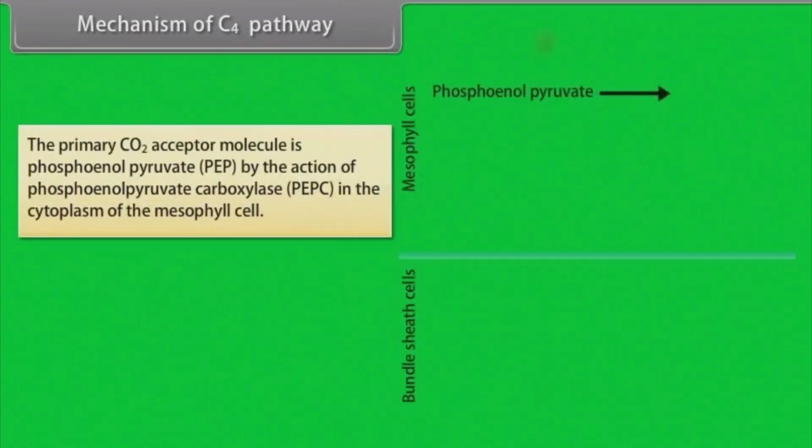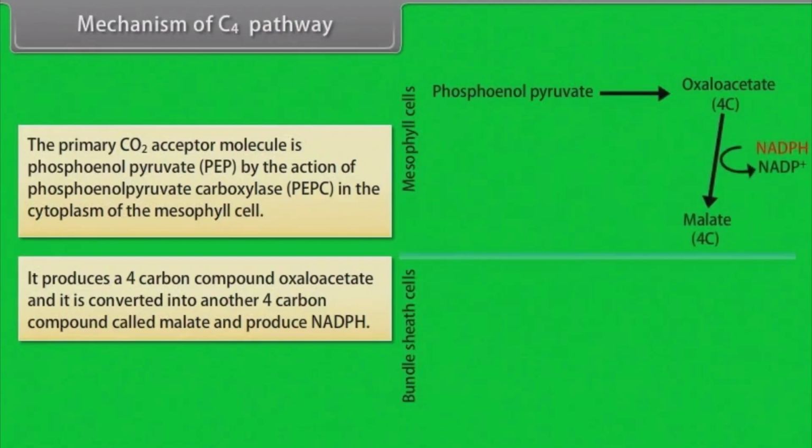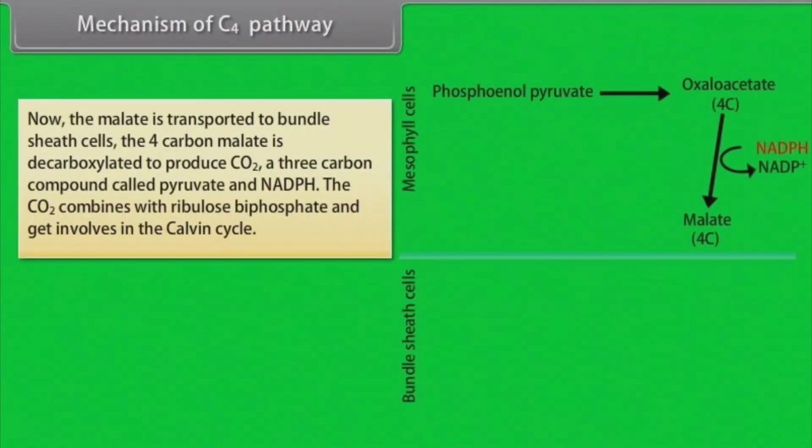Mechanism of the C4 pathway. The primary carbon dioxide acceptor molecule is phosphoenol pyruvate, by the action of phosphoenol pyruvate carboxylase in the cytoplasm of the mesophyll cell. It produces a 4-carbon compound, oxaloacetate, which is converted into another 4-carbon compound called malate, and produces NADPH. Now, the malate is transported to bundle sheath cells. The 4-carbon malate is decarboxylated to produce carbon dioxide, a 3-carbon compound called pyruvate, and NADPH.